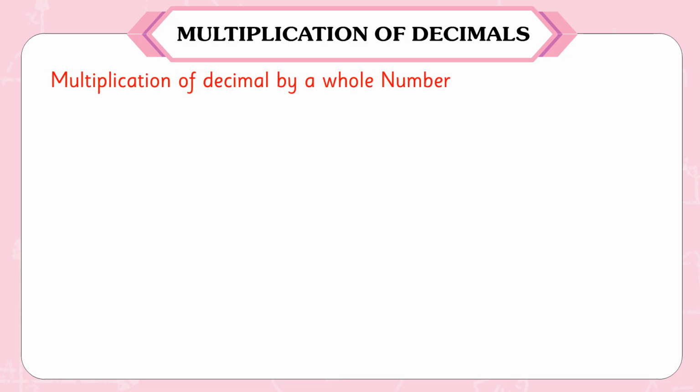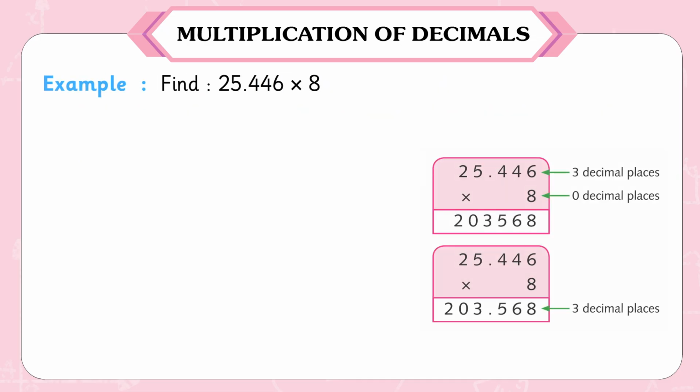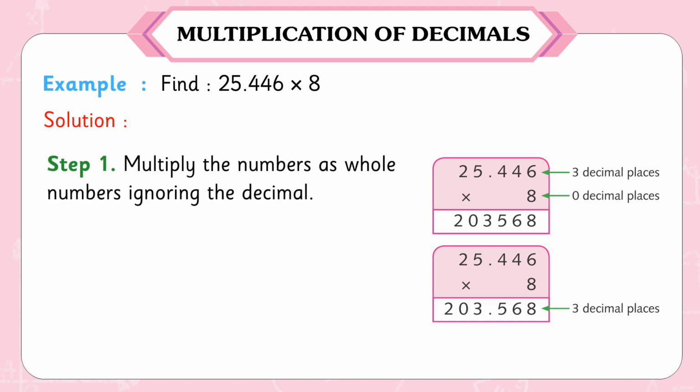Multiplication of decimals. Multiplication of decimal by a whole number. Multiply the decimals like whole numbers. Place the decimal point by counting digits from the right such that the number of decimal places in the product is equal to the number of decimal places in the multiplicand. Example. Find 25.446 times 8. Solution. Step 1. Multiply the numbers as whole numbers, ignoring the decimal.